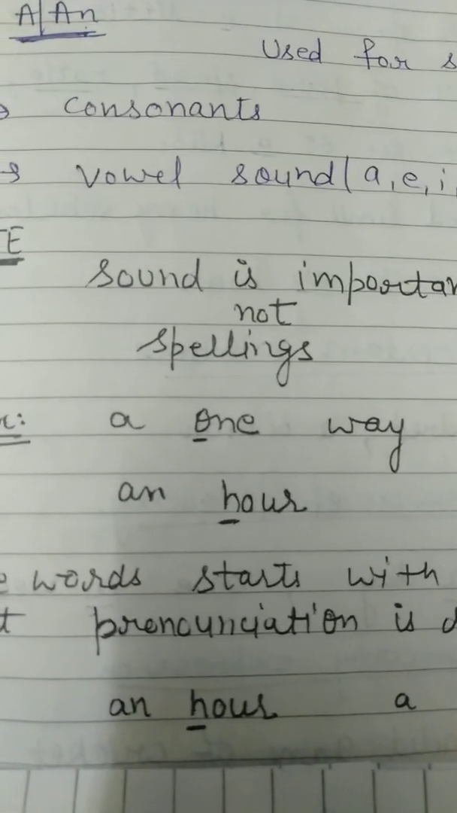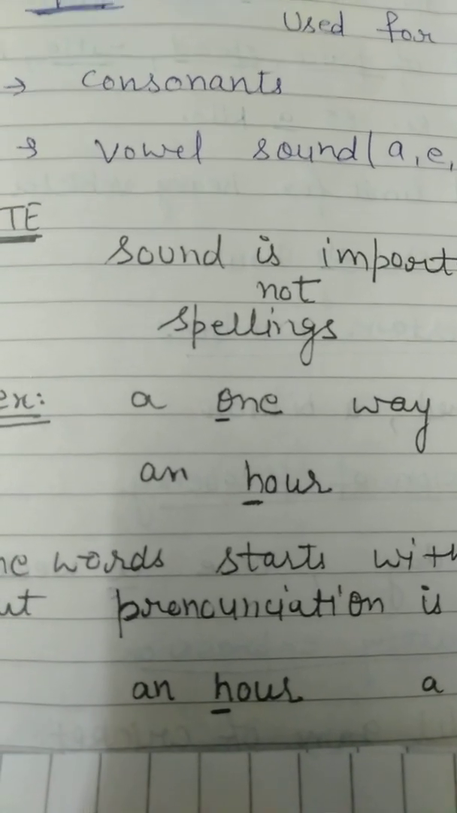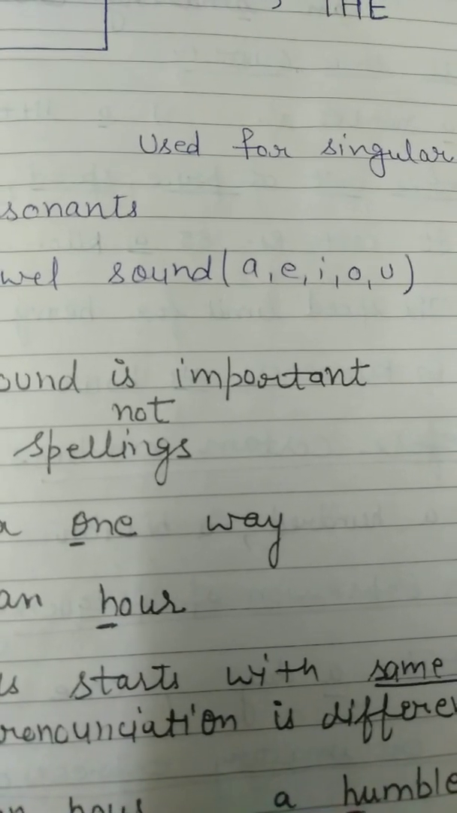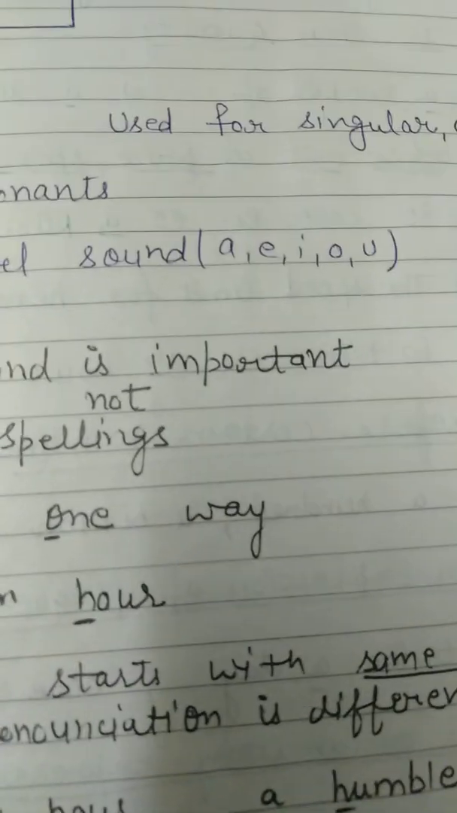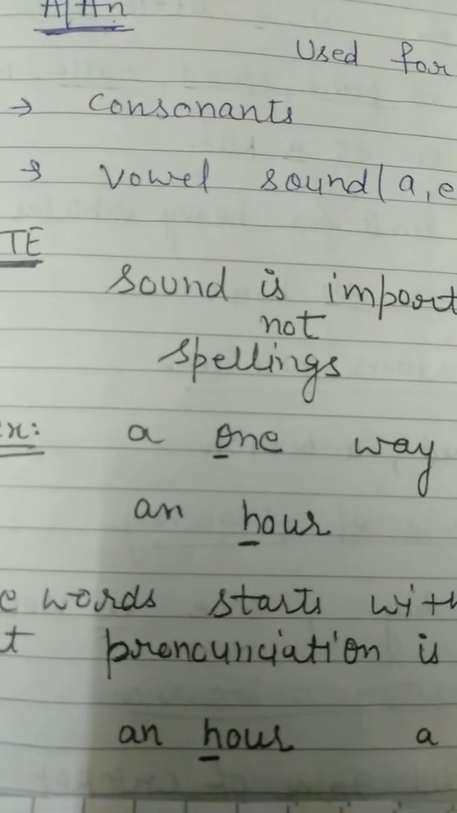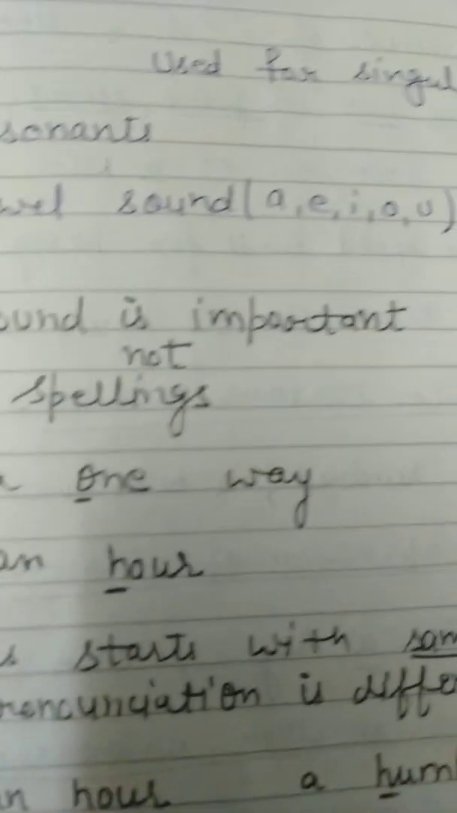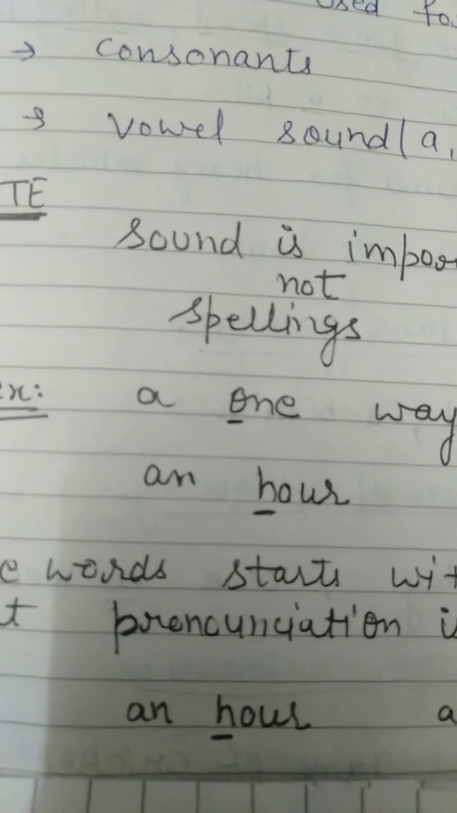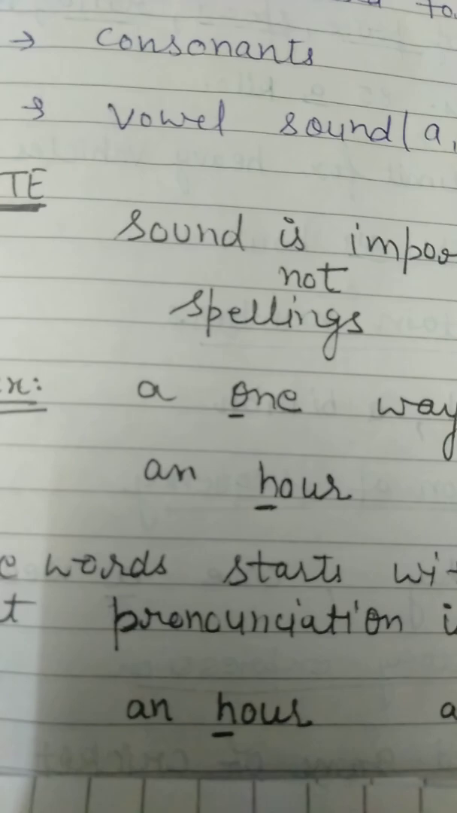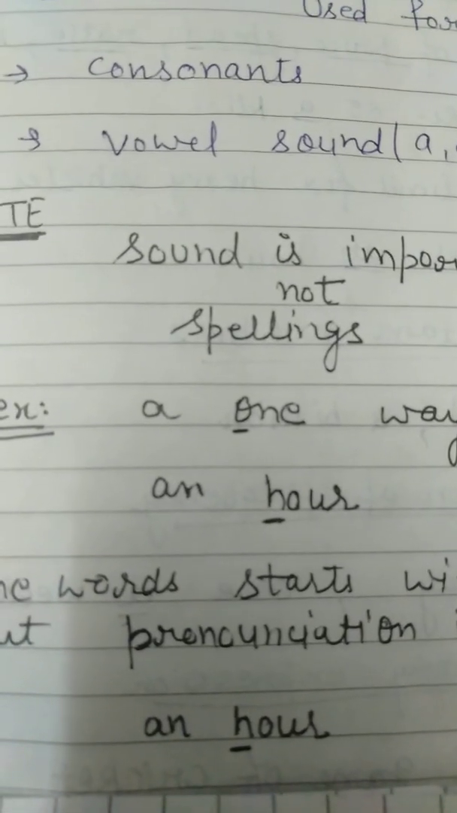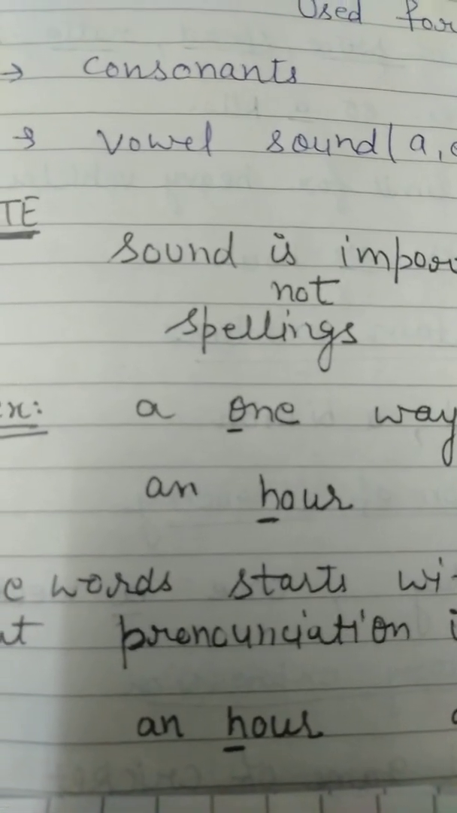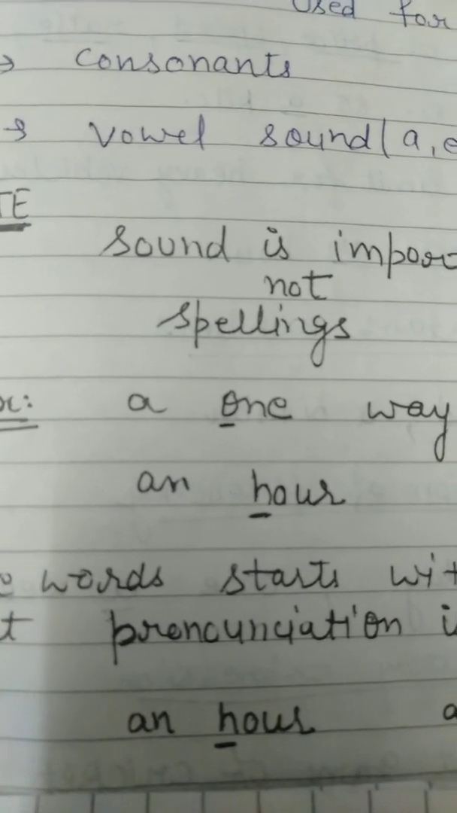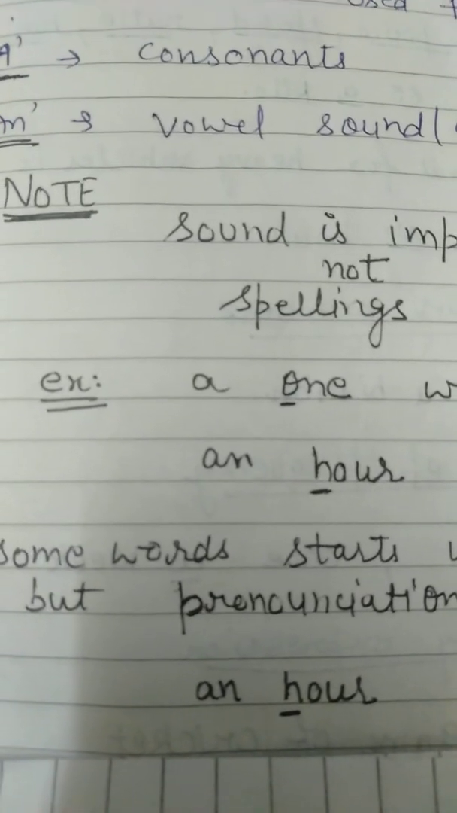Now let us see here. A one-way. Here I said an is used with a, e, i, o, u. Then you will say, ma'am, o is a vowel, but here we are using a. With "one", o is used, o is a vowel, but we are using a. Why? Because we are focusing on the sound. The sound of o here is w, "one". That's why we have used a here.